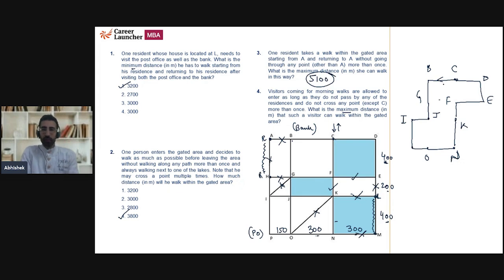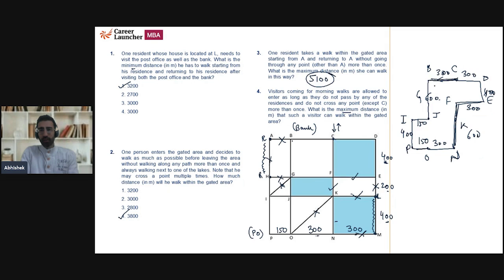That will come out to be, it's not that difficult at all. CB is 300. Then B all the way up to J is 600. JI is 150. IP is 400. This is another 150, of course. PO and then ON is 300. NK and then KF is 600. FE is of course 300, and DE is 400. CD is 300. Just add this up, you'll get your answer.